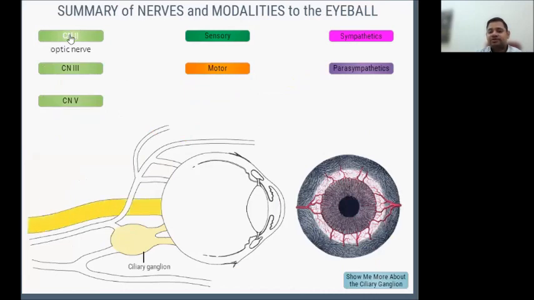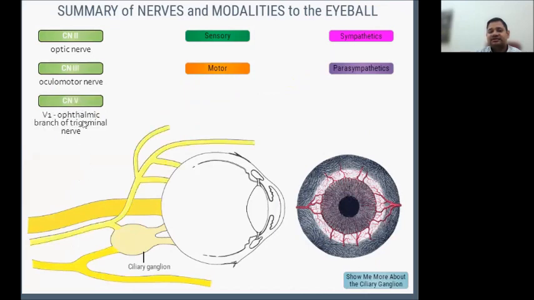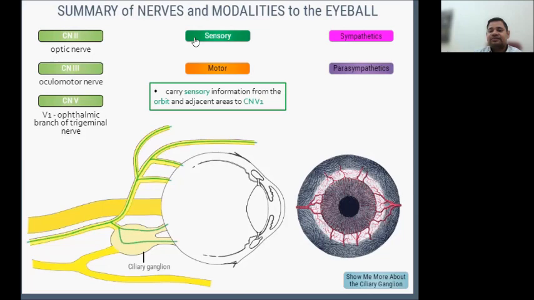So cranial nerve number 2, as you can see here, is the optic nerve. Cranial nerve number 3 is the oculomotor nerve. Cranial nerve number 5, specifically we are talking about the ophthalmic branch of the trigeminal nerve. These lower two, the oculomotor nerve and ophthalmic nerve, perform their function via the ciliary ganglion and also directly. Then the sensory part carries the information from the orbit and adjacent area to cranial nerve number 5-1. Okay, the fifth one will take the sensory.